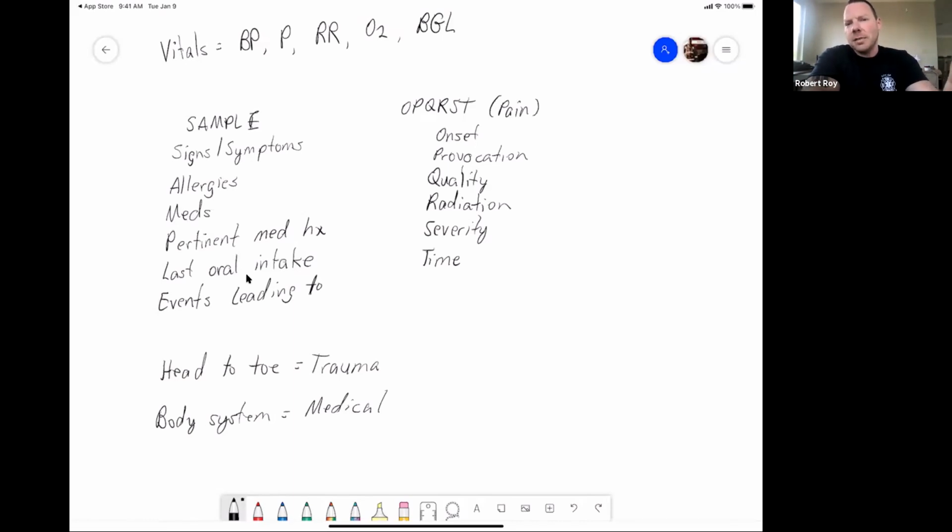OPQRST, you're going to ask about anything that you can't quantitatively measure. So, for example, if I'm in a car wreck and I broke my foot, you can see why I'm in pain, right? I tell you, ow, I broke my foot, and that's my only complaint. I really don't need you to ask me questions about the pain when you can see why it hurts. You fix the foot, get me to the hospital.